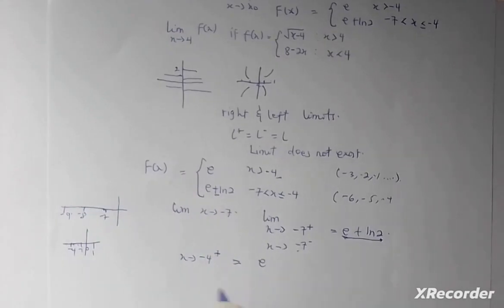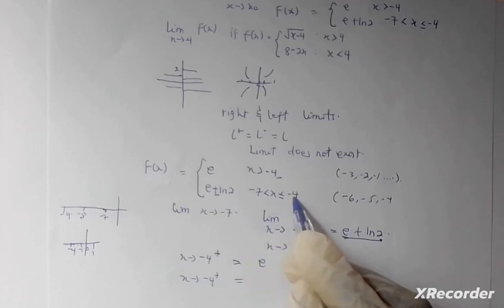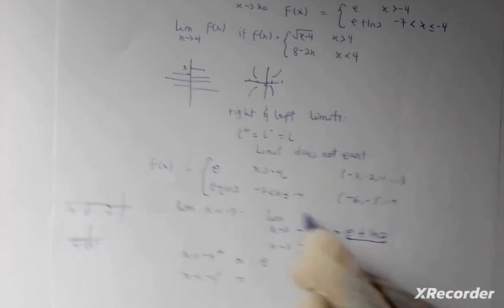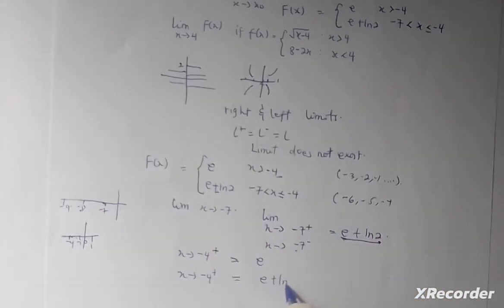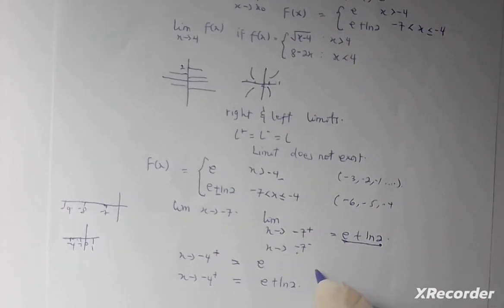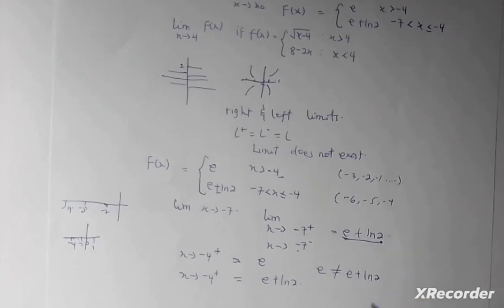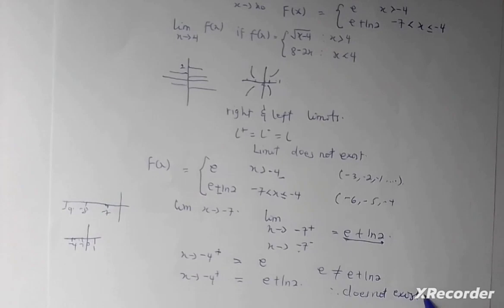I'll just write my e. Then the limit as s approaches negative 4 from the left side, that one is going to fall here because this is saying that it's less than or equal to negative 4. So it's going to fall in this range. And the solution is e plus ln 2. Now you can see that the right and left limits are not equal. e is not equal to e plus ln 2. Therefore, the limit does not exist.